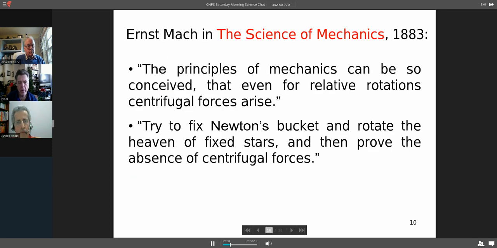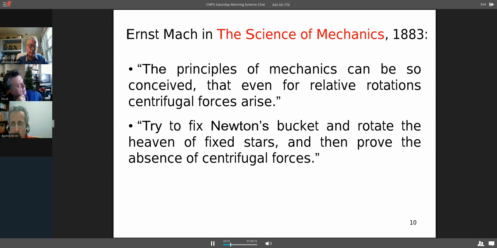In his book, The Science of Mechanics, which came out 200 years after Newton's Principia, he said, the principles of mechanics can be so conceived that even for relative rotations, centrifugal forces arise. Another sentence by Ernst Mach: Try to fix Newton's bucket and rotate the heaven of fixed stars, and then prove the absence of centrifugal forces. So this last sentence is a Gedanken experiment, a thought experiment.